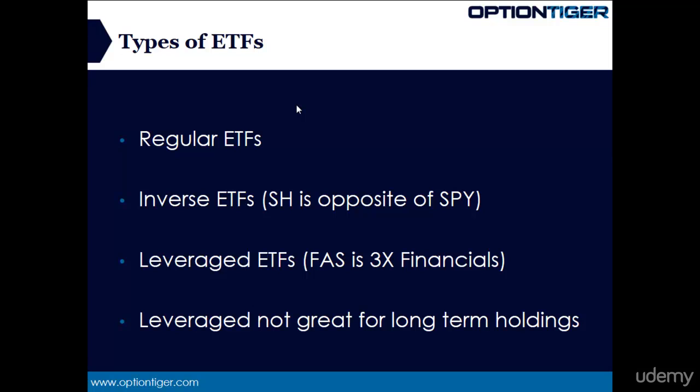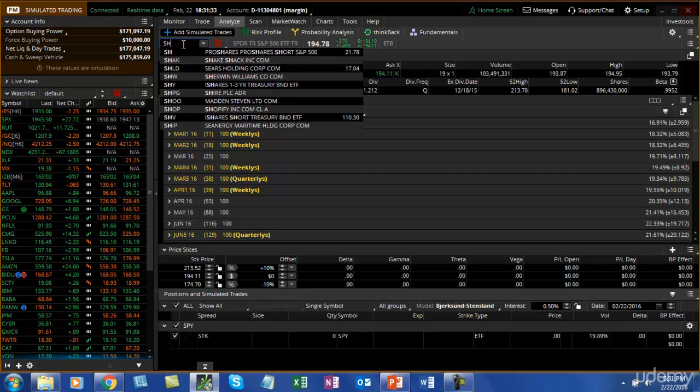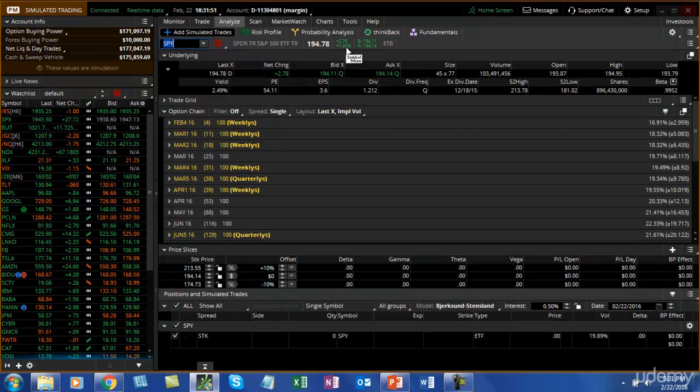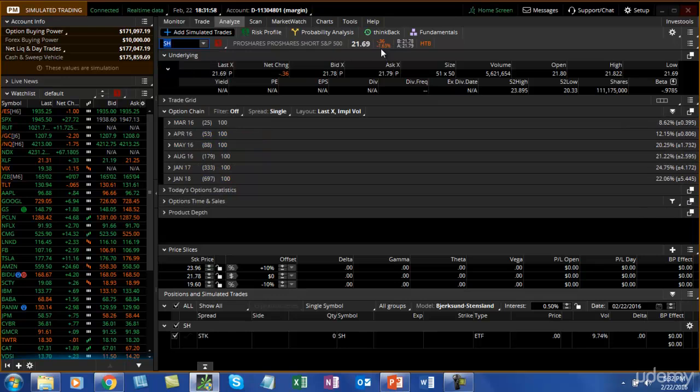Now let's go to the platform and let me show you these examples of these ETFs there. So the first one we're going to look at is the SH, which is the opposite of the SPDR. So here you can see ProShares Short S&P 500. So the leverage is 1:1. And if you look at the SPDR, we went up 1.45% today. And if you look at the SH, we went down 1.63%.